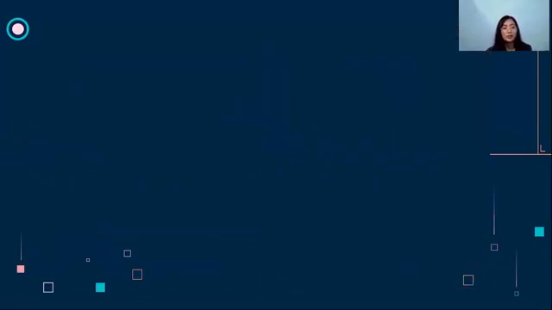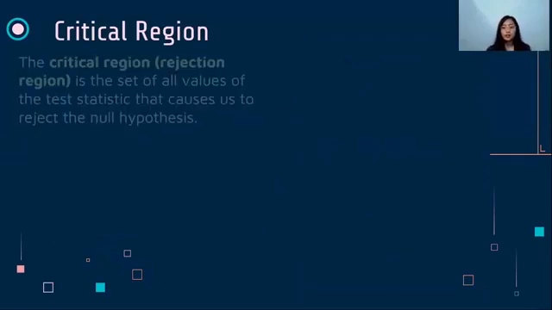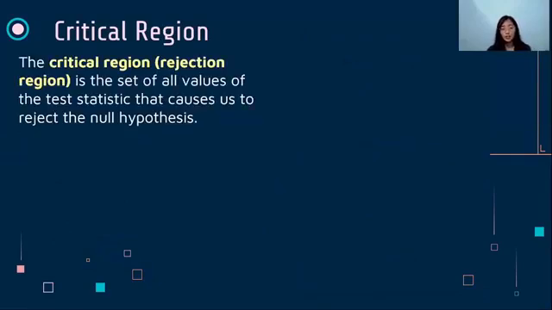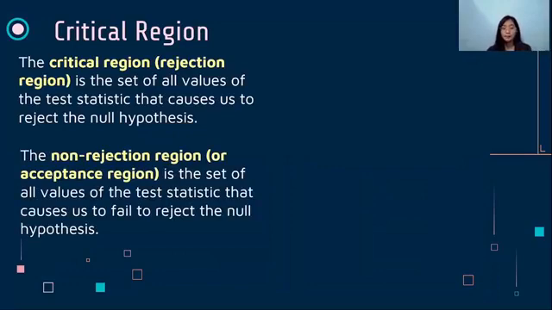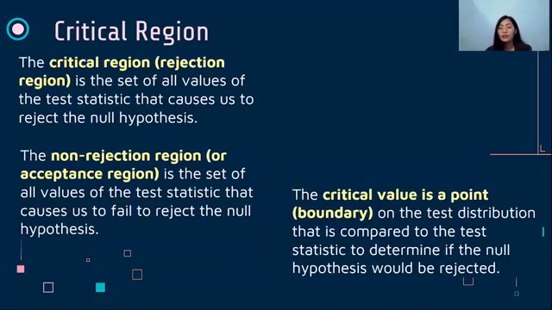problem. So when we say critical region, the critical region, also known as the rejection region, is the set of all values of the test statistic that causes us to reject the null hypothesis. On the other hand, the non-rejection or acceptance region is the set of all values of the test statistic that causes us to fail to reject the null hypothesis. To add, the critical value is a point or boundary on the test distribution that is compared to the test statistic to determine if the null hypothesis would be rejected.